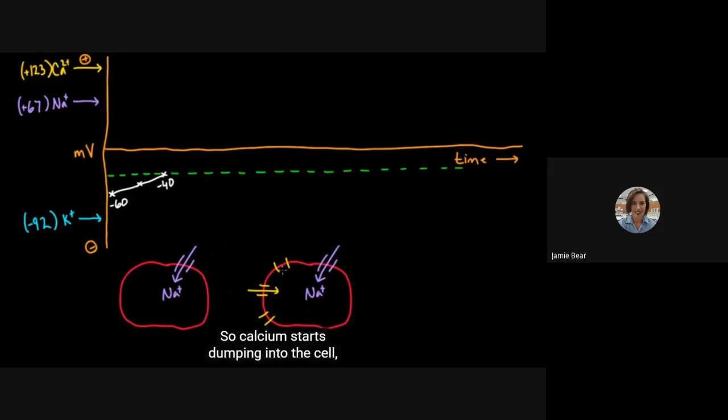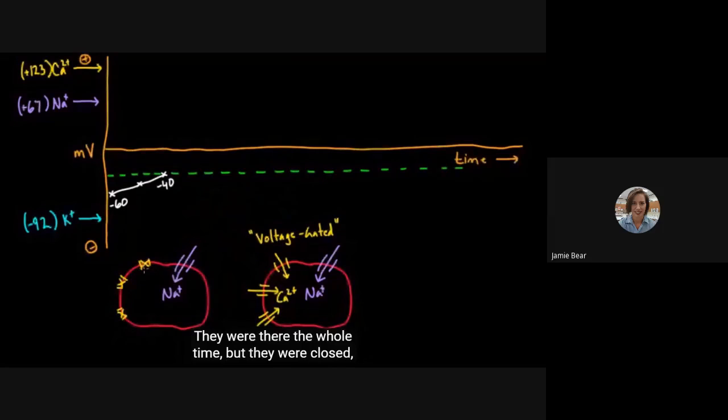So calcium starts dumping into the cell. And calcium, just like sodium, loves to be inside of the cell. So now you've got a lot of calcium. And what opened up these channels, these are actually voltage-gated channels. That's actually why I said that there was a threshold. Because these channels, I didn't actually draw them before. They're there. It's not as if the cell just made these channels out of thin air. They were there the whole time, but they were closed. They were closed, literally gated shut.